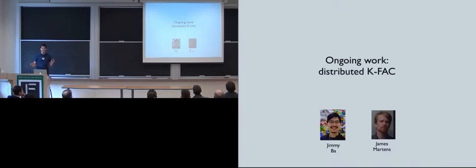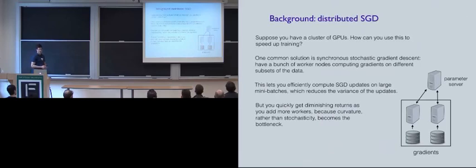Anyway, that was all in the setting of training a network on a single GPU. And I want to briefly mention something which I'm currently working on. This is primarily the work of Jimmy Ba, and this is distributed KFAC, so trying to do approximate natural gradient in a distributed setting. And so just some background on distributed SGD. If you're trying to train a network on a cluster of GPUs, how can you use parallelism to train the network faster?